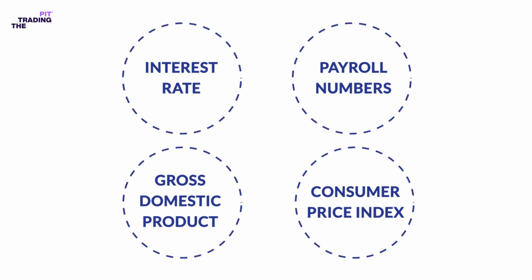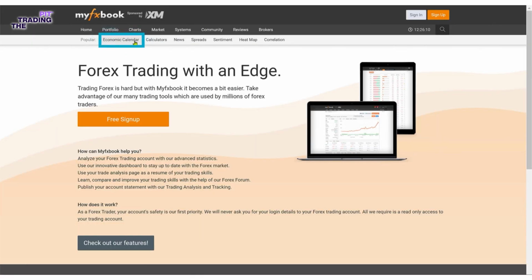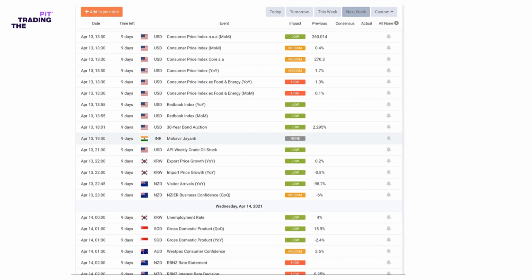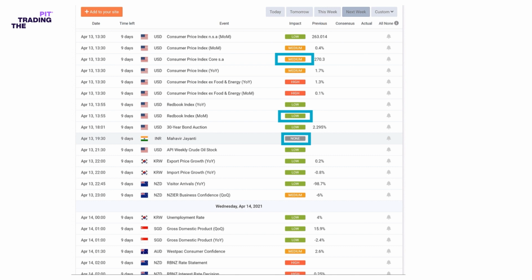How to read the economic calendar? Visit myfxbook.com and click on Economic Calendar. Here you can see that the events on the calendar are graded none, low, medium, and high, depending on their likely degree of market impact. The fourth, which is high, means the event is expected to have a significant impact, while the effect of the other three will depend on other factors.